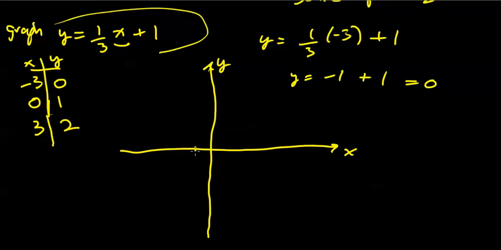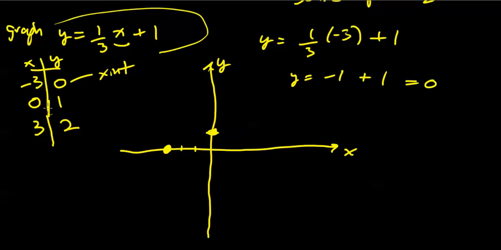When x is minus 3, y is 0. Right? Special name for that point, this is called the x-intercept. When y is 0, you must be on the x-axis somewhere. Right? So we call this point the x-intercept because, of course, this is where the line is going to intersect the x-axis.